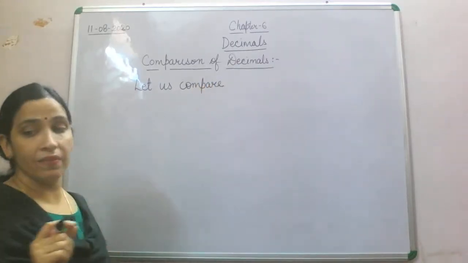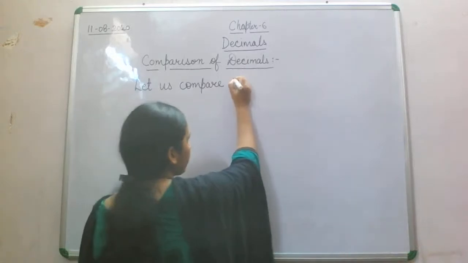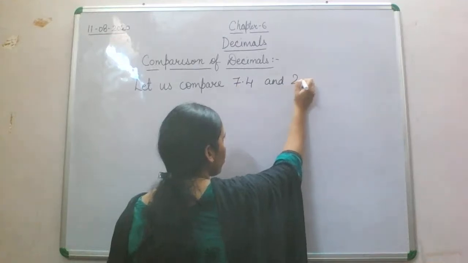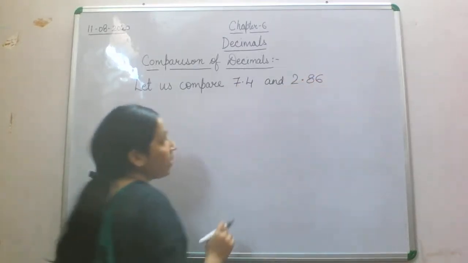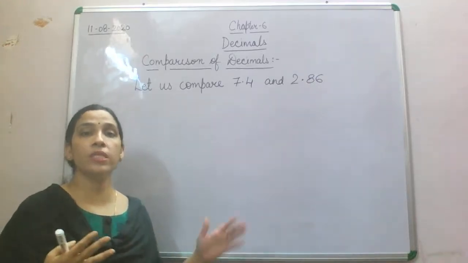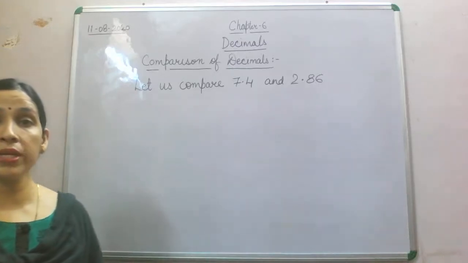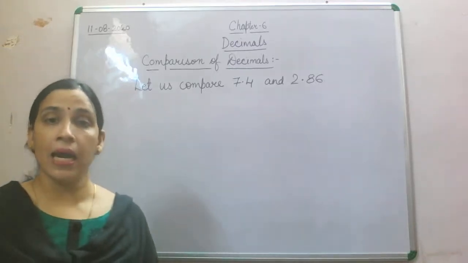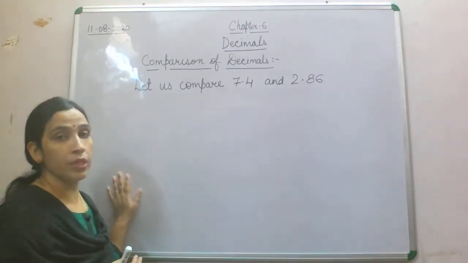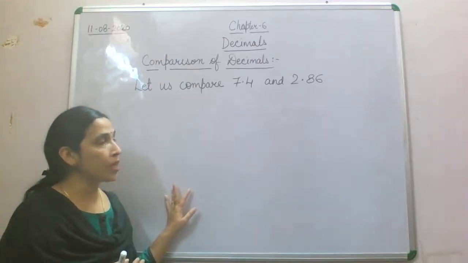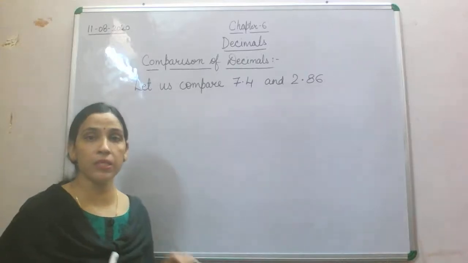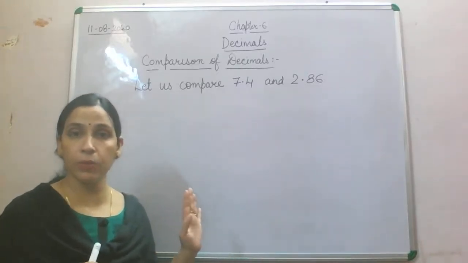Now the two numbers I have taken are 7.4 and 2.86. Now what you have to understand is how we will do this comparison. Doing comparison is quite an important task and an important part. In this question, 7.4 and 2.86 are both decimal numbers, because a point is there in between two numbers.